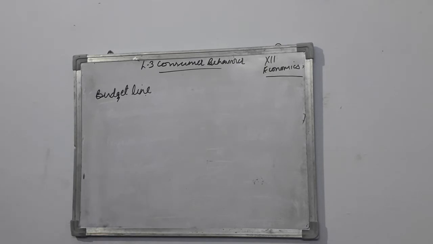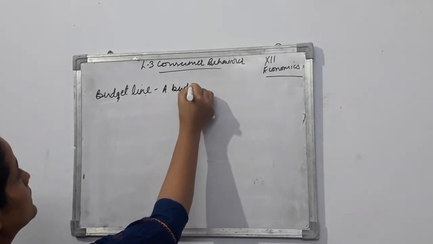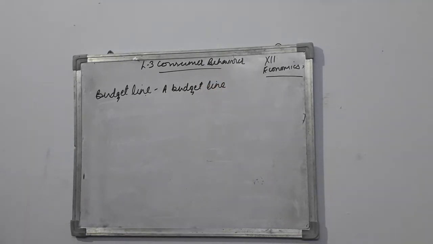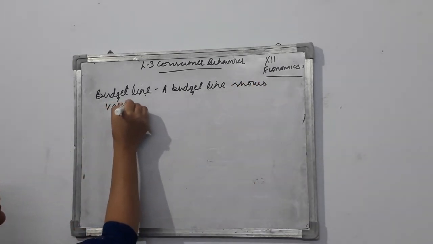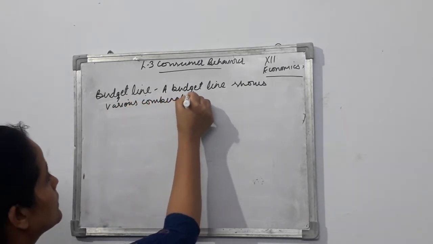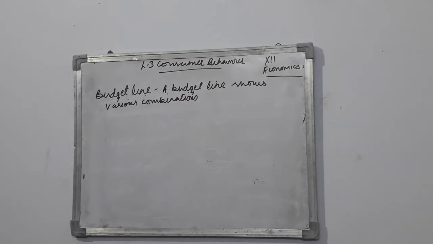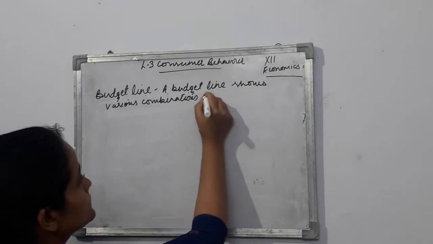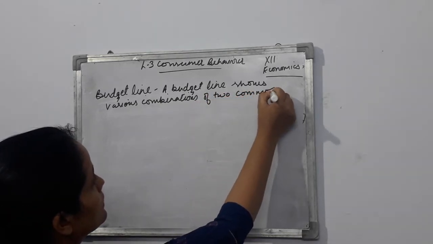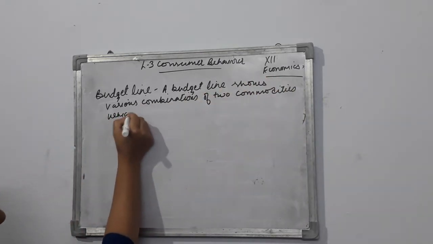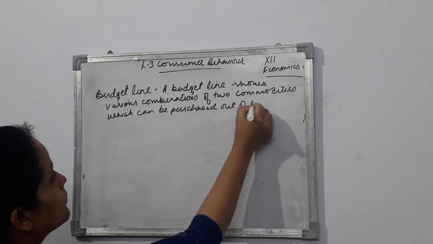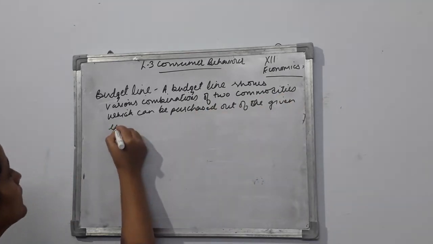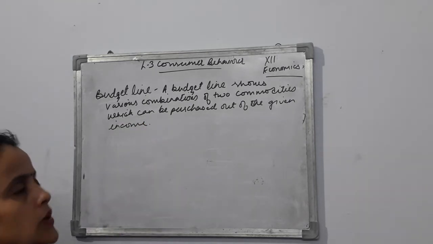So here we'll start with budget line. What is a budget line? The definition goes like this: a budget line shows various combinations of two commodities which can be purchased out of the given income, right? So what is budget line?